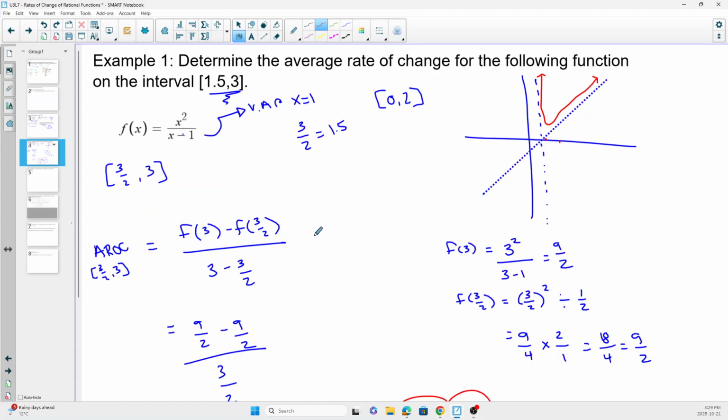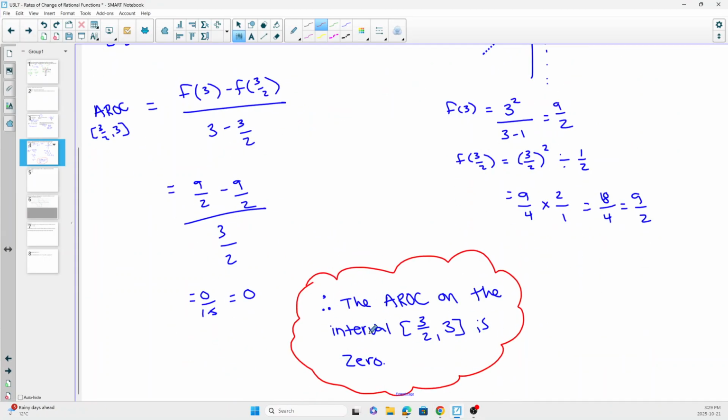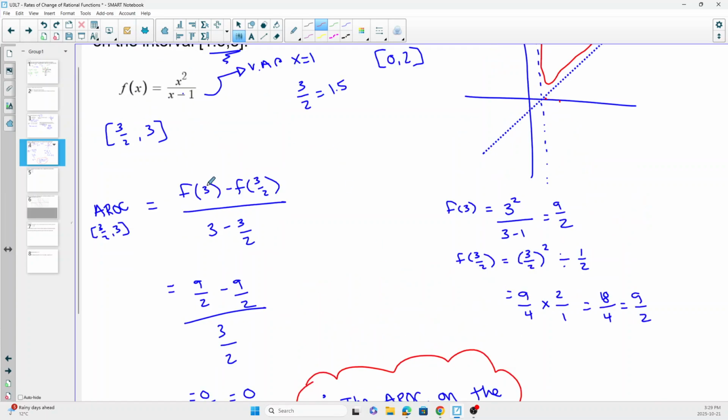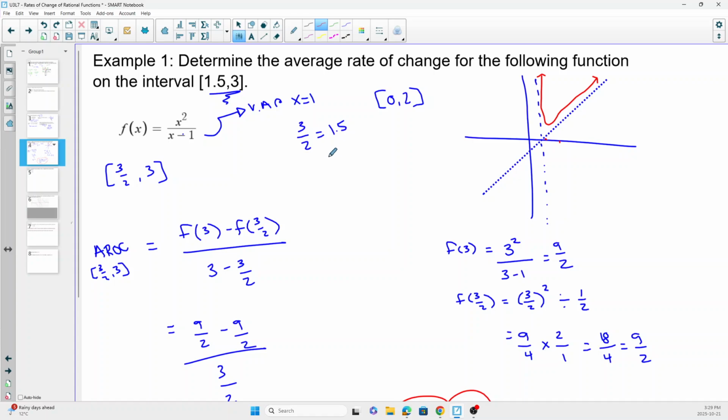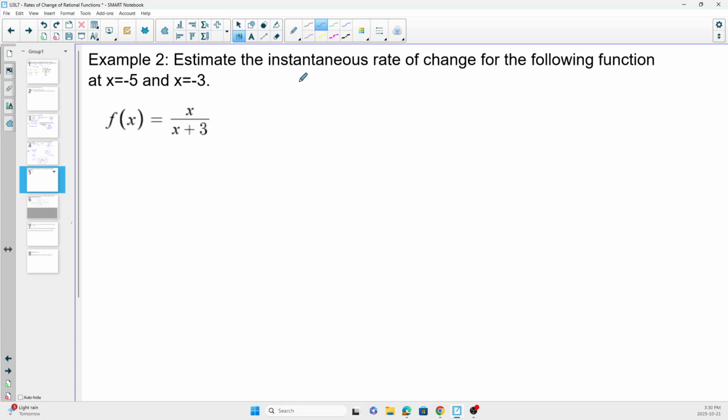Okay, so not the best example, but also kind of good to show you that we could get an average rate of change of 0, and also to show you why an average rate of change is not nearly as accurate as narrowing in on a very specific point. Because if we had said estimate the instantaneous rate of change at 3 or at 1.5, we would have got a very different answer.